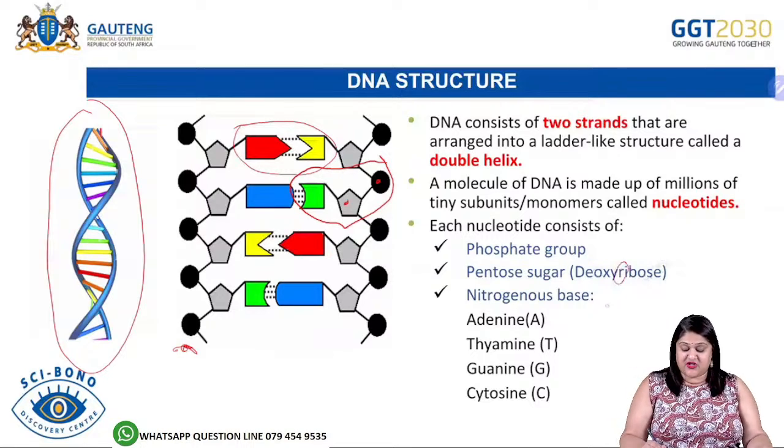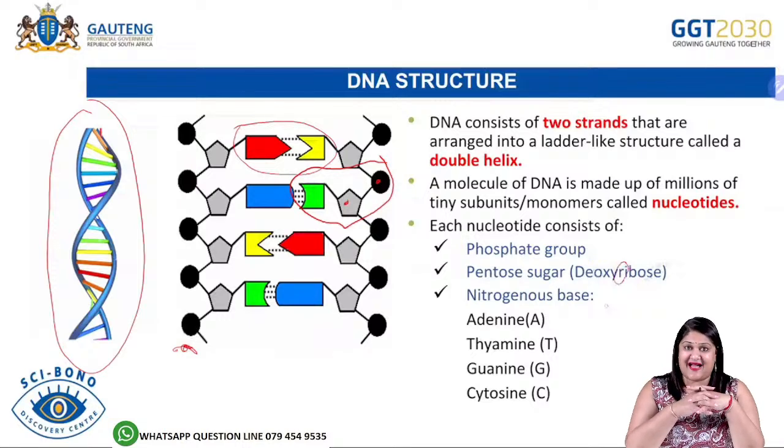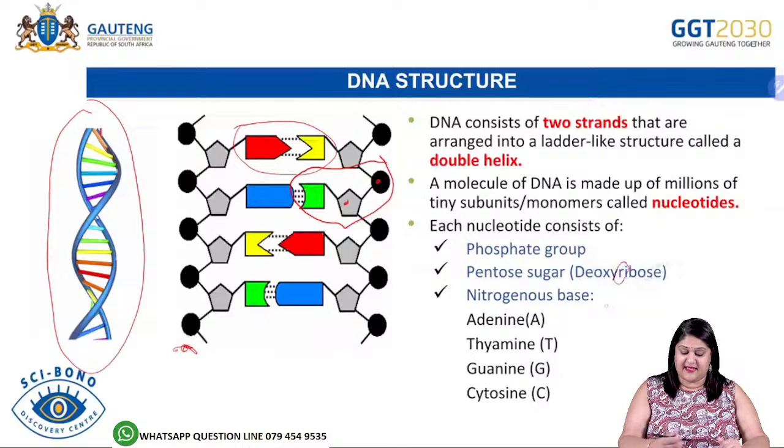Then we have the nitrogenous bases. We have adenine, thymine, guanine, and cytosine. So it's important that we know these nitrogenous bases, and we know what a nucleotide is made up of. They can ask you to draw it. They can ask you to label it. So if you get this DNA structure, you would know how to label it.